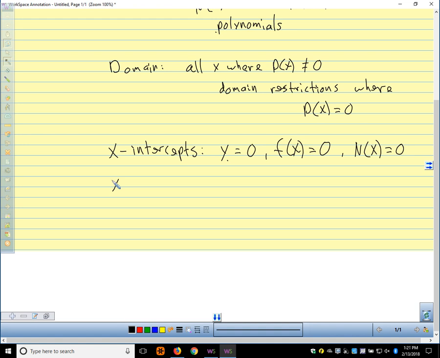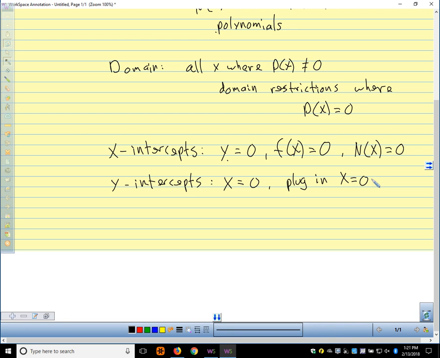How about the y-intercepts? What is true at the y-intercepts? X equals 0. So to find the y-intercepts, we plug in x equals 0 and we solve for y. So those are some important pieces of information about a rational function.